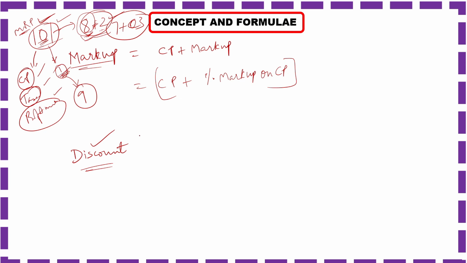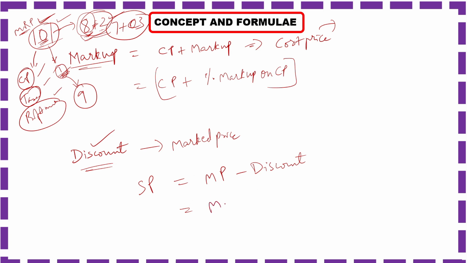So discount is always calculated on the marked price, and markup is always calculated on the basis of cost price. So cost price plus something is known as markup, and markup minus some reduction is known as discount. So we can write this as selling price is equal to marked price minus discount, which means marked price minus a percentage discount on the marked price, right?